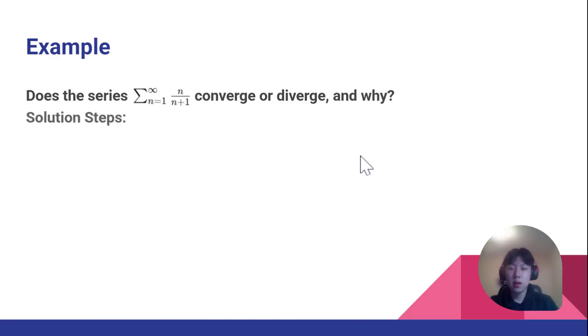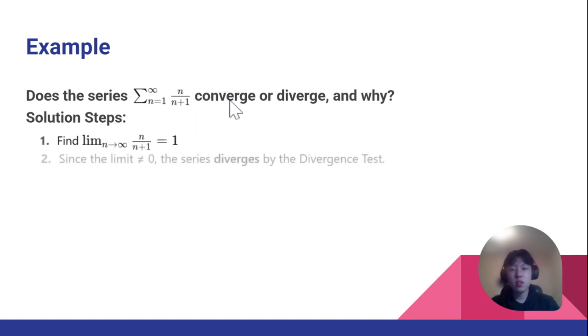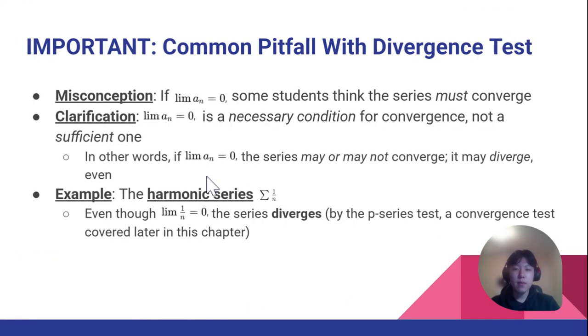Okay. So first of all, you're going to find the limit as n approaches infinity of this thing inside of the sigma notation. So the limit as n approaches infinity of n over n plus 1, as n gets infinitely large, you're going to have an infinitely large number over an infinitely large number. Infinity over infinity is just 1. And since 1 is not 0, the series is going to diverge by the divergence test.